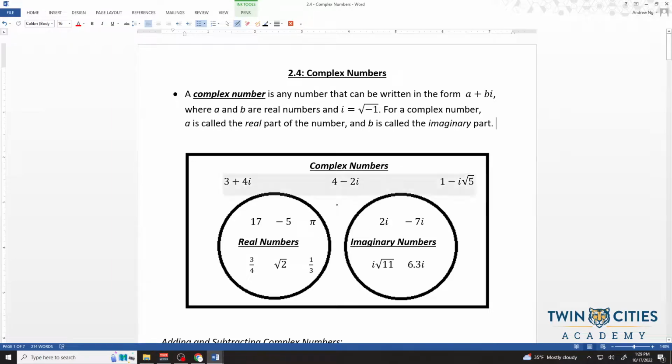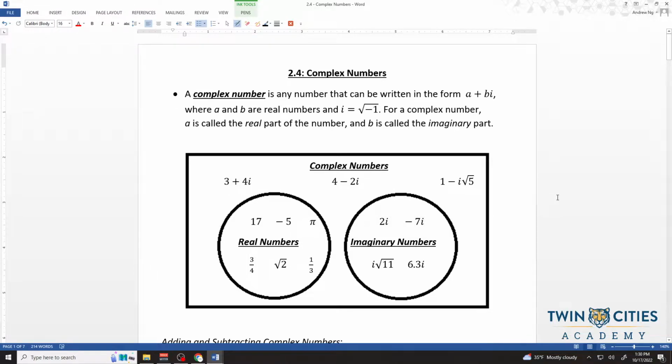But interestingly enough, all real numbers and all imaginary numbers, though completely separate from one another, are also part of the umbrella of complex numbers. Because if you think of the number 17, for example, 17 can be rewritten as 17 plus 0i. -5 can be written as -5 plus 0i, and therefore would fit the same format of that a plus bi. Same with imaginary numbers. 2i can be written as 0 for the real part, plus 2i, and -7i can be written as 0 minus 7i.